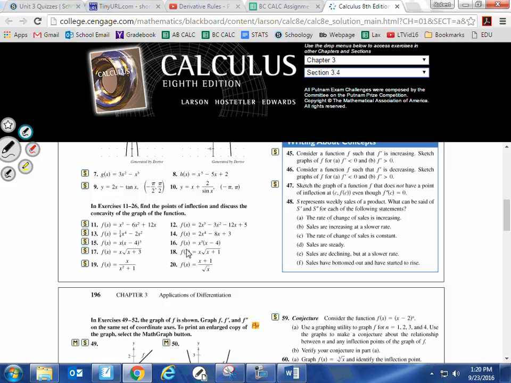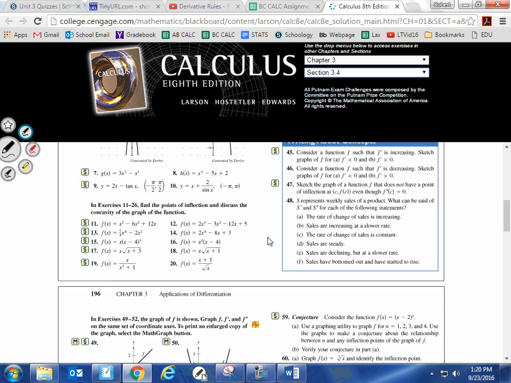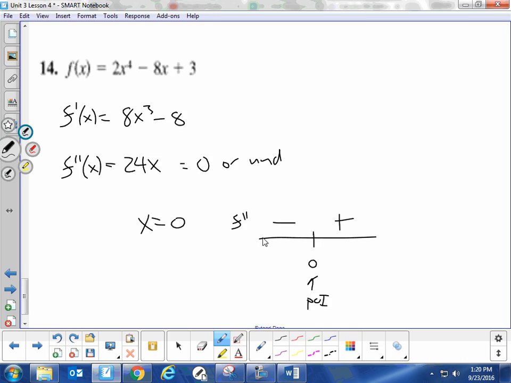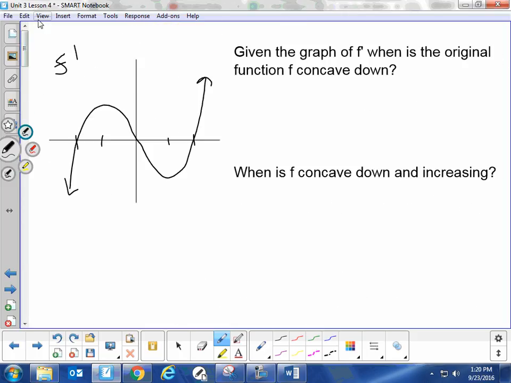Okay, something like this, 14, 16, 12. Those are the ones you're going to see on your quiz. But a lot of questions on your quiz will have graphs. Examples like this. I'm giving you the graph of f prime. Okay, I'm giving you what the derivative of the original function looks like. I don't give you f. Giving you f prime, you should be able to tell me when f is concave down. Okay, ready, set, go. And then you should be able to tell me when f is concave down and increasing.